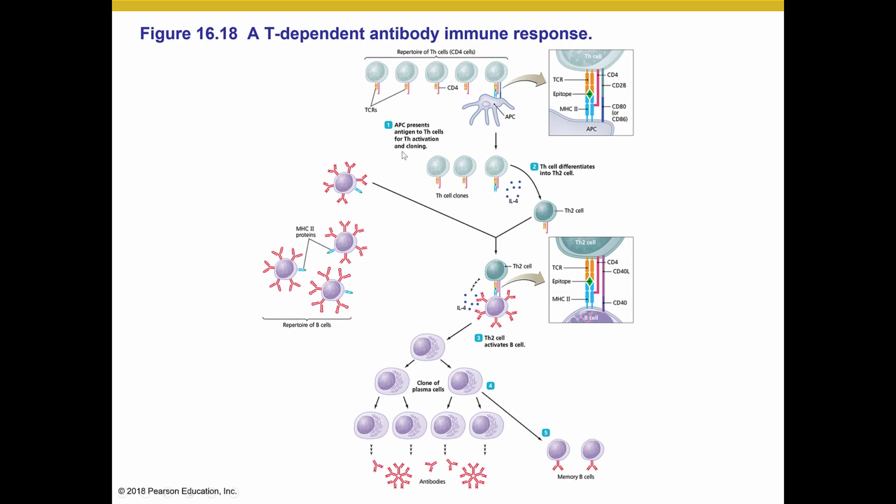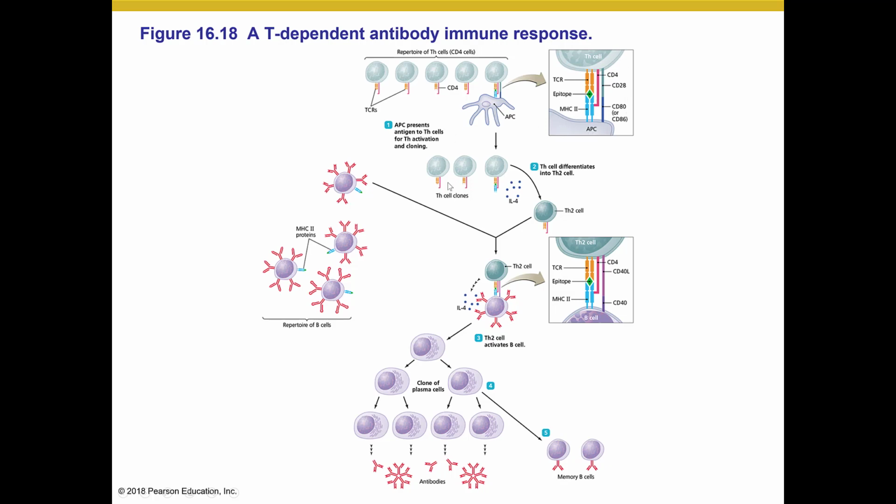The first thing that has to happen, we need to activate the helper T cells because we need the helper T cells to help activate the B cells. Just like we needed the helper T cells to help activate the cytotoxic T cells. So here we have an antigen-presenting cell that is displaying its foreign antigen from a bacteria on the surface using its MHC2 protein. Remember, MHC2 proteins can talk to only helper T cells. So there's a binding occurring between the helper T cell and the antigen on the antigen-presenting cell.